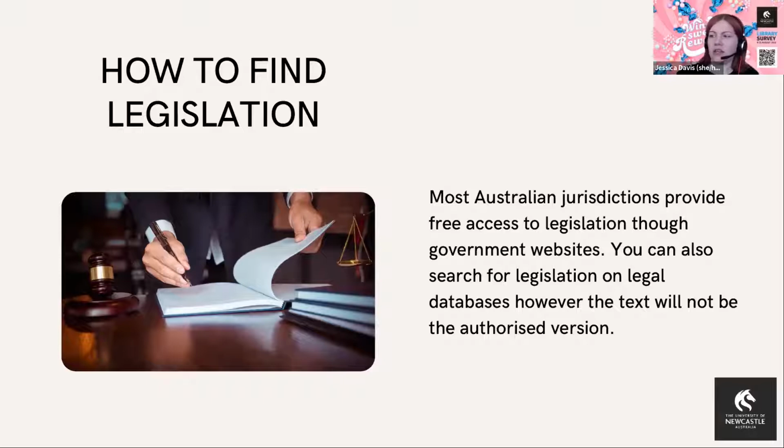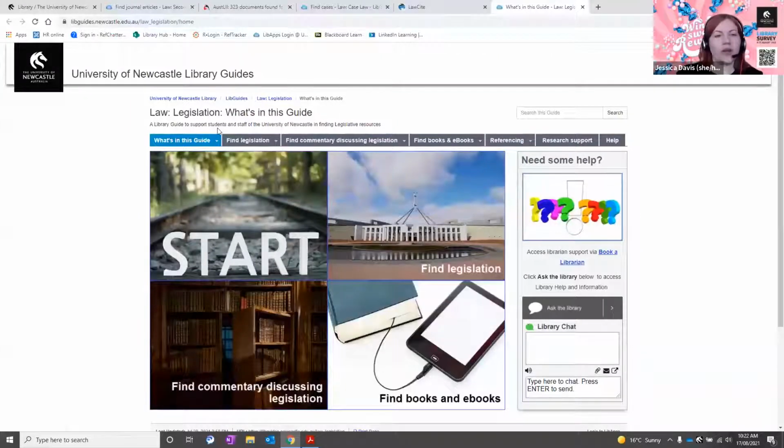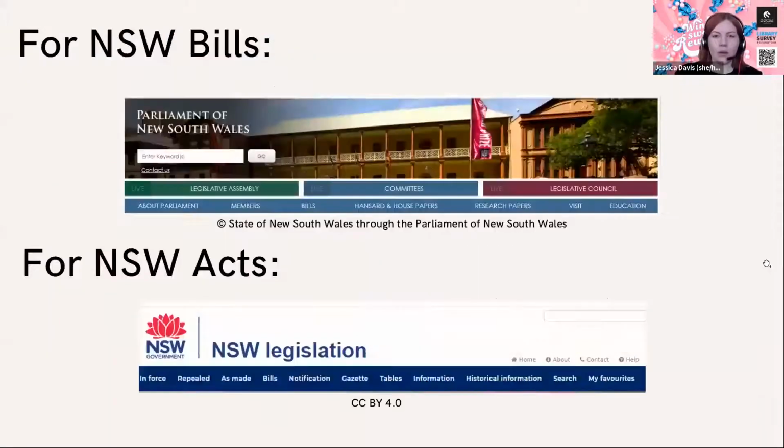So it's good practice to get in the habit of using the authorised version now. There is also a likelihood that the text of the legislation might be out of date on legal databases. So that's another reason to use the authorised version. Okay. So again, we have a law legislation subject guide where we have links to finding legislation. For New South Wales bills, the best place to look is the authorised version, which is Parliament of New South Wales website. And for New South Wales Acts, it's New South Wales legislation.